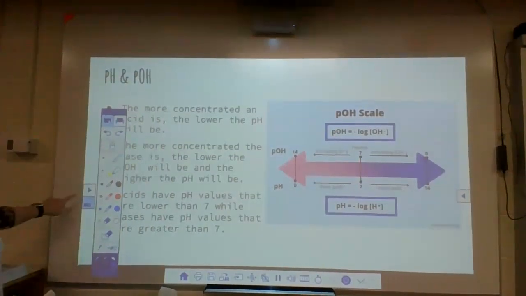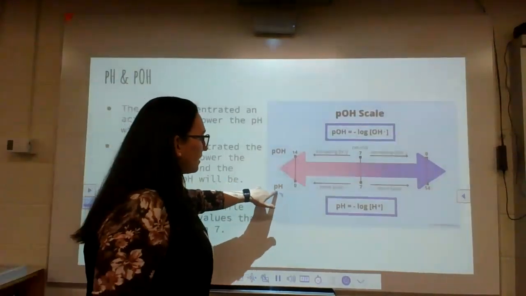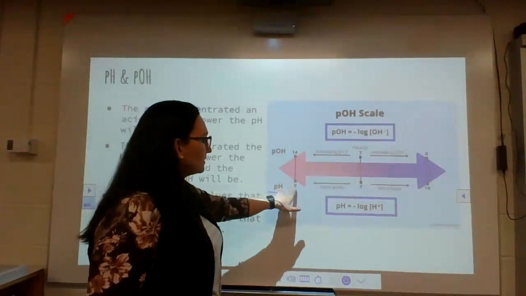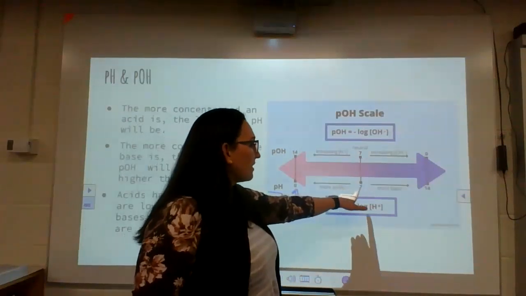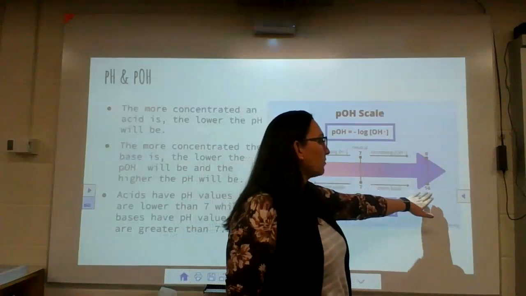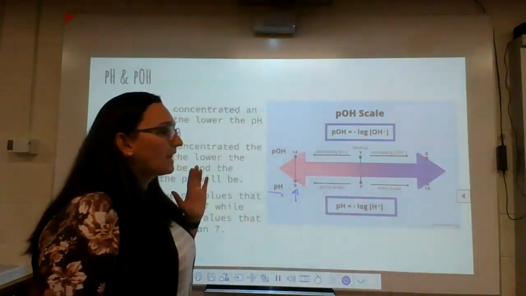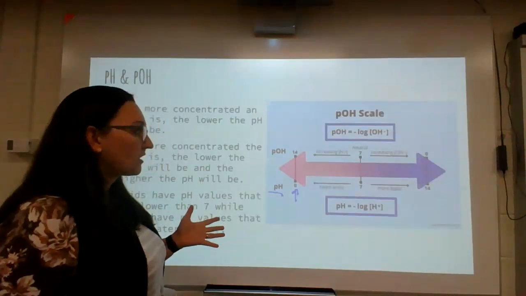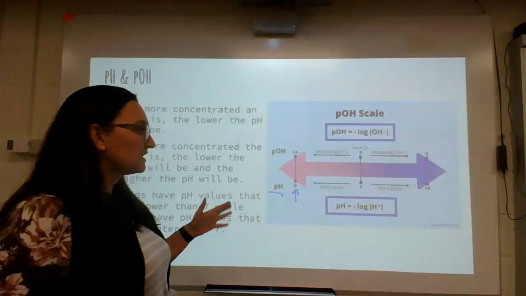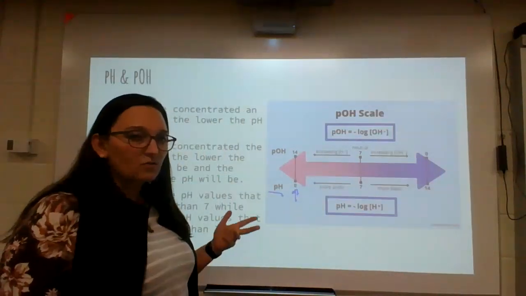So the more concentrated an acid is, the lower the pH will be. So here's my pH scale here on the bottom. And so 0 is on the more acidic end, 7 is neutral, and then more basic, the scale goes up to 14. And again, this is at 25 degrees Celsius because this is based on K values. Okay, and the K values change when the temperature changes.